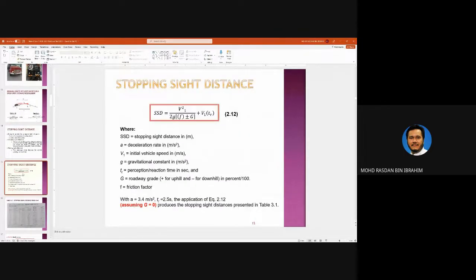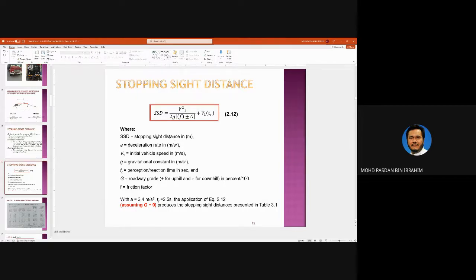So this is the formula for stopping sight distance, considering F, which is the friction, and G and the TR. TR here is the perception reaction time, here 2.5 seconds. This is assuming the gradient G is 0, because for anything with more than 30%, the equation becomes quite difficult. So normally we assume it as 0.